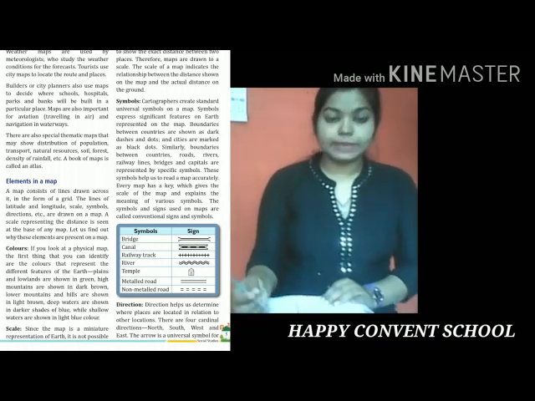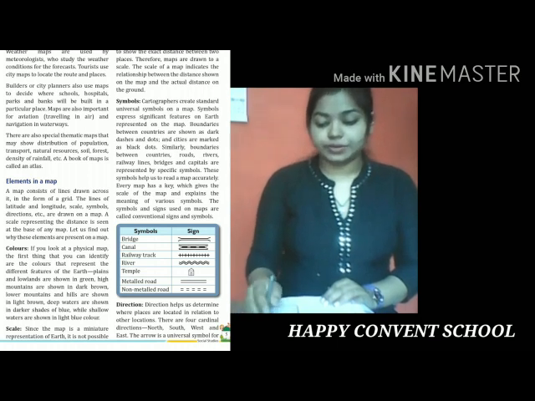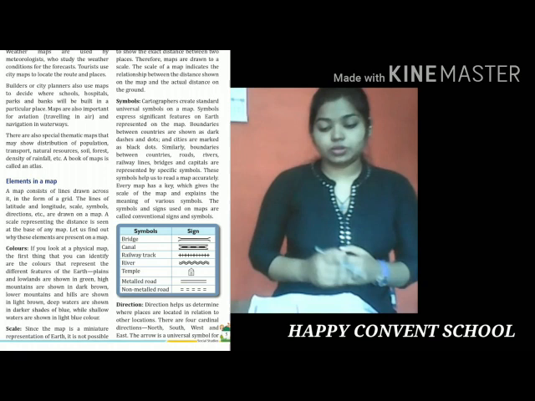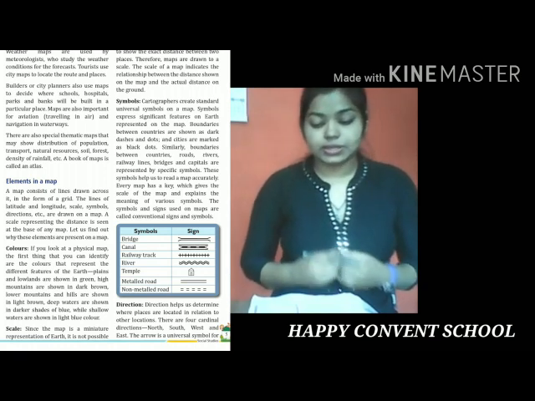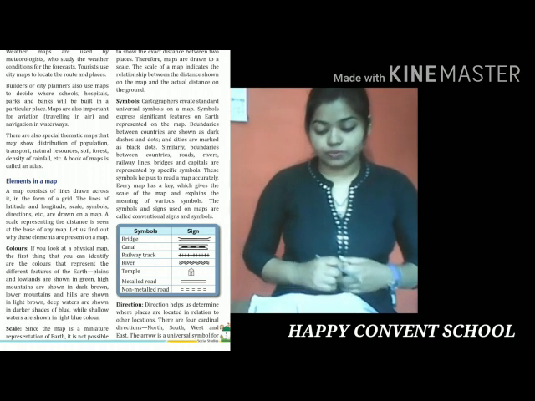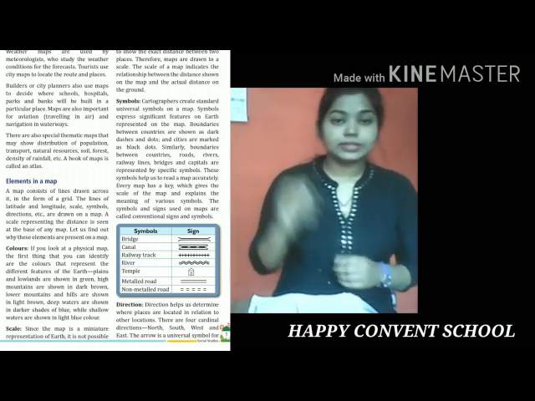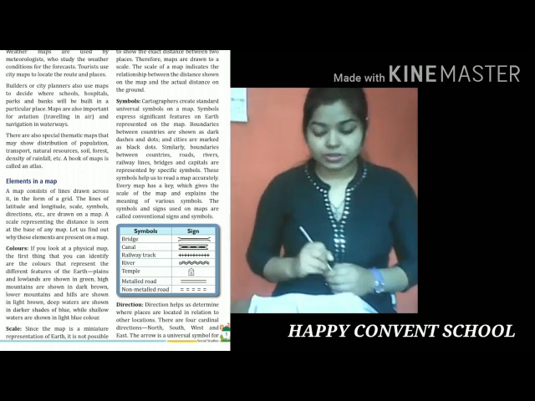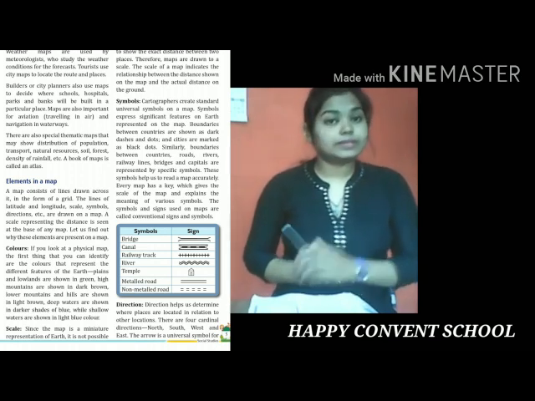Okay, so the next element is symbol. A cartographer creates standard universal symbols on a map. Symbols express significant features on Earth represented on a map. So cartographers are those who create these universal standard symbols of a map. In a map, we can see certain symbols like a dot, or suppose an up and down mark. They particularly mean something.